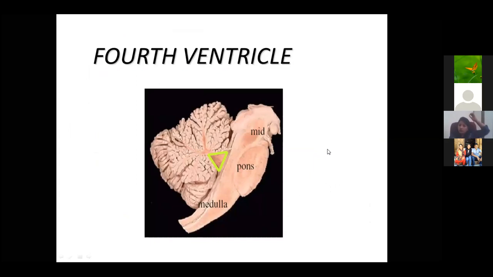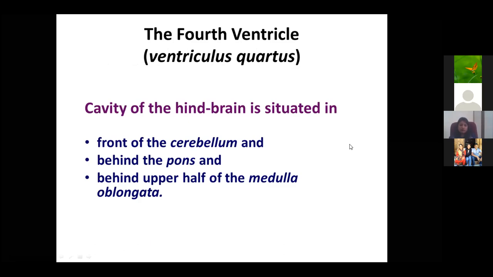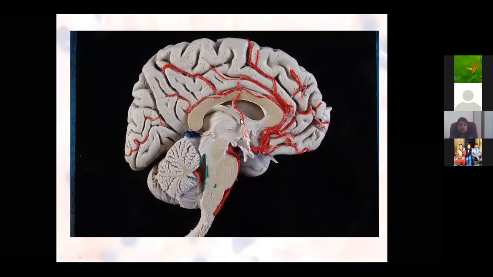Now coming to the fourth ventricle. The fourth ventricle can be asked as a short notes question. So where is this fourth ventricle? It's a rhomboid shaped fossa between the pons and medulla, and posteriorly you find the cerebellum forming the roof. It's a cavity of the hindbrain situated in front of the cerebellum, behind the pons and behind the upper part of the medulla oblongata. So this is the image showing the fourth ventricle. This area is the fourth ventricle.